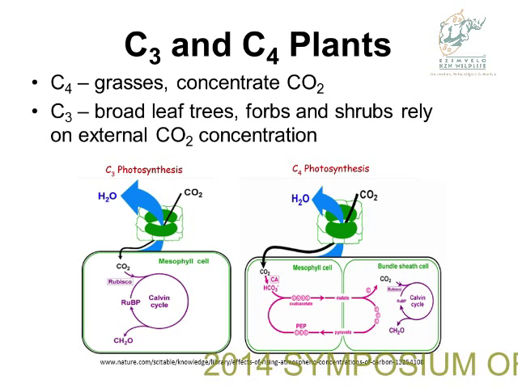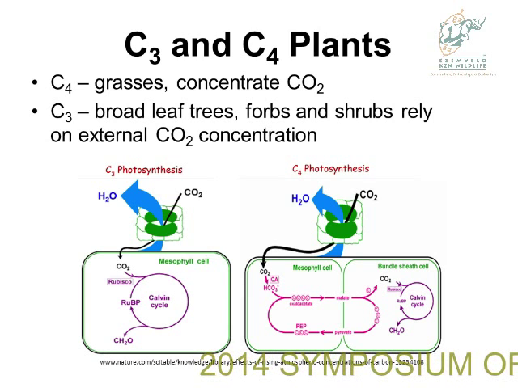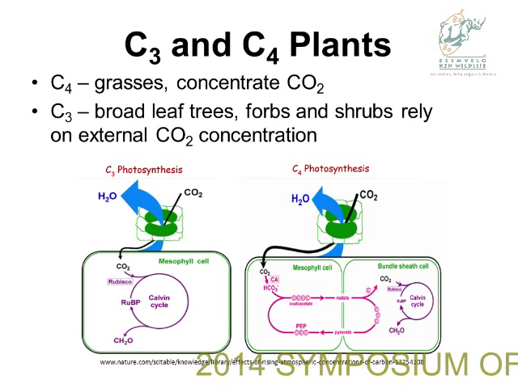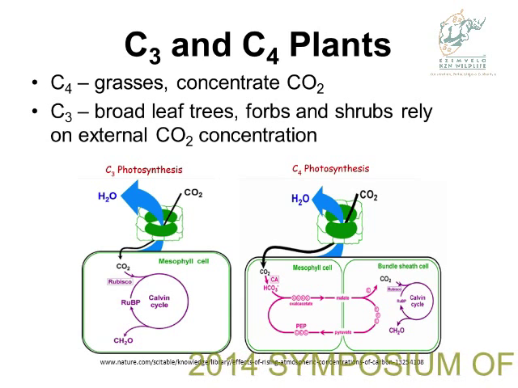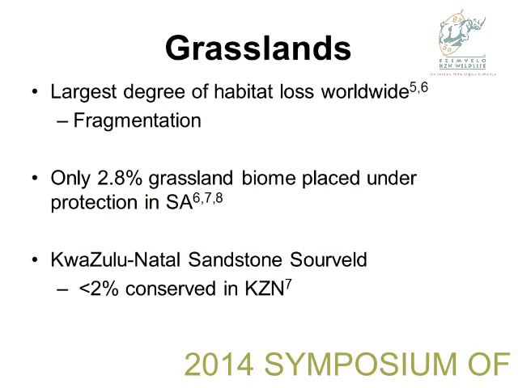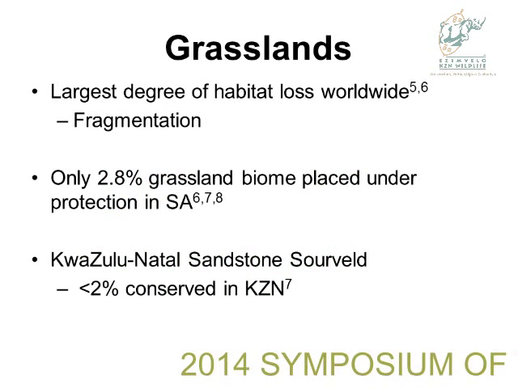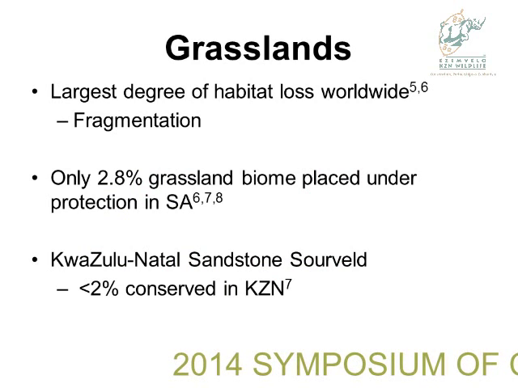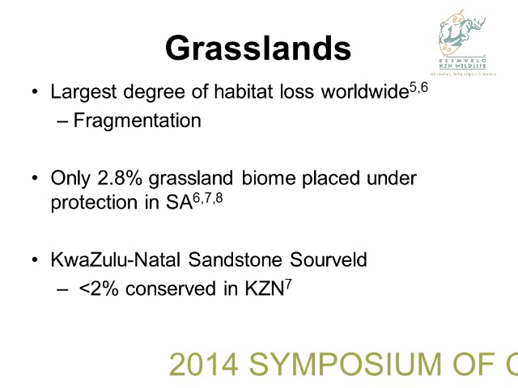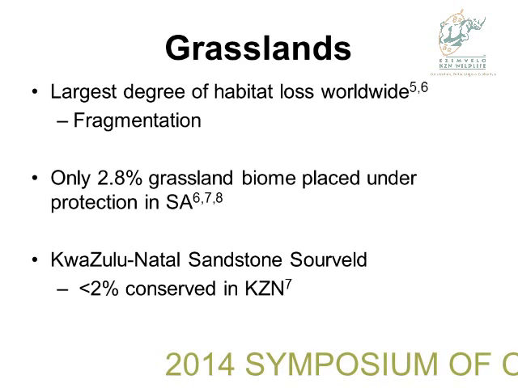In this study, we focused on the grassland biome, specifically the KwaZulu-Natal Sandstone Sourveld, and how this vegetation will actually respond to elevated temperature. The grassland biome is under great threat from urbanization, industrialization, as well as afforestation, creating a fragmented landscape with rapidly declining areas of this rich biodiverse biome.